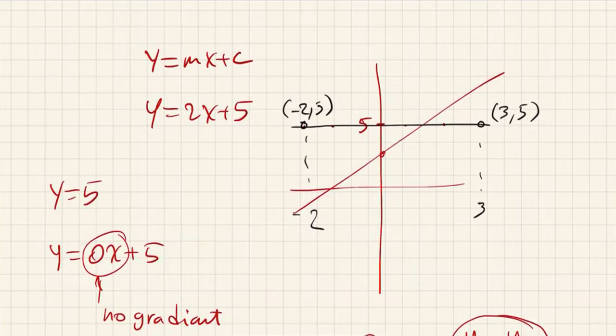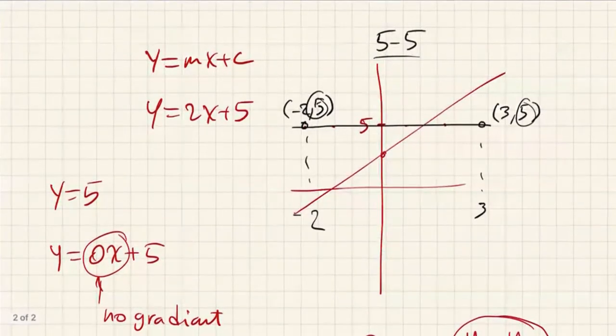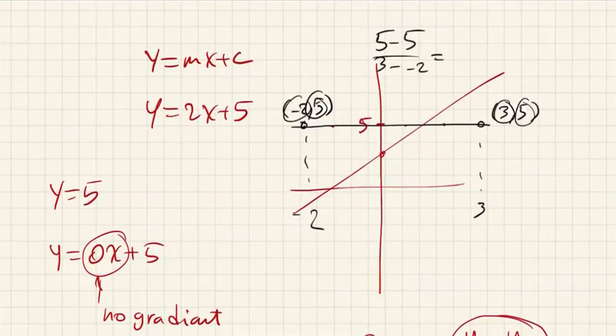These 2 points are on the same line. What's the gradient of this line? y2 minus y1 over x2 minus x1, I mean 0 over 5, which is 0. So a horizontal line means y equals a number directly without any x. Okay, guys?